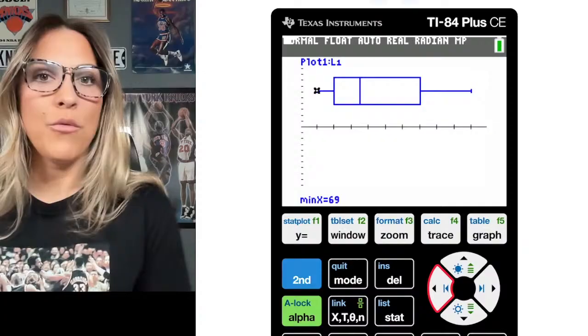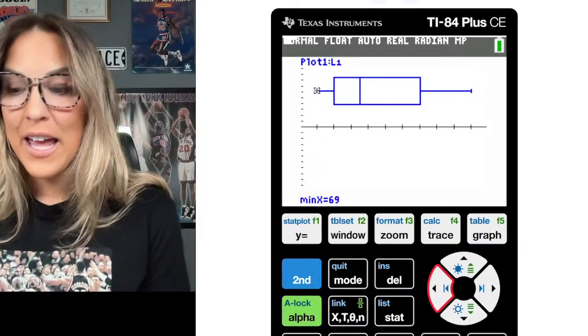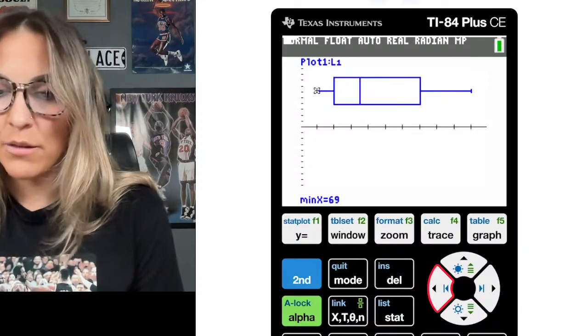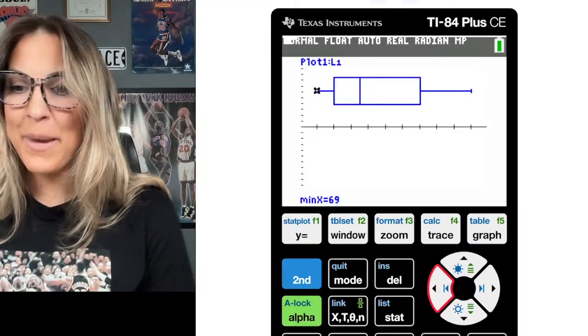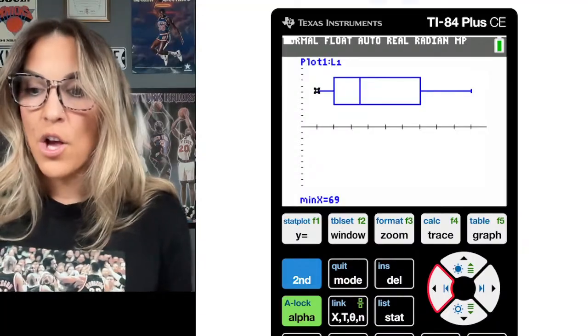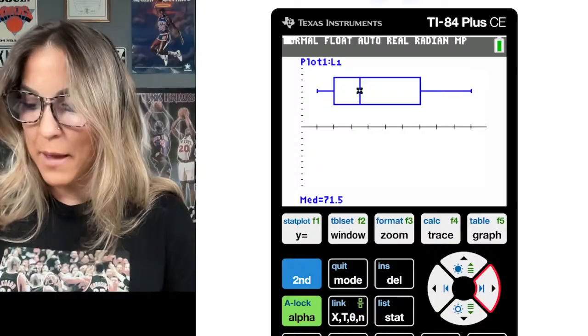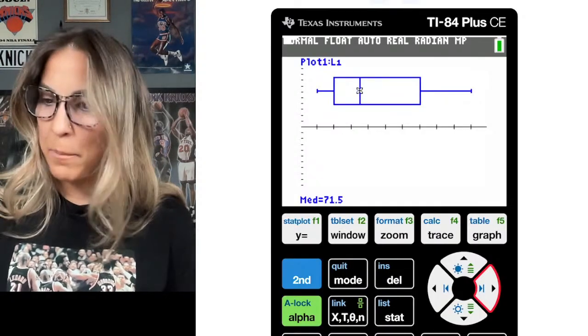The minimum value, if I scroll all the way to the left, is 69. If I look at my answer choices, I can eliminate 1 and 2. I know you can't see them right now. I'll go back to them in a second. Because they have their minimum at 65. So now I already know I'm down to choices 3 and 4. And again, if I go back to that median, the median is 71.5.